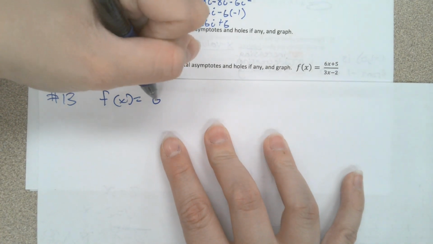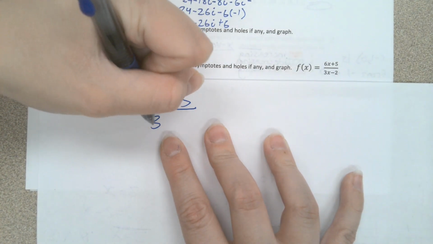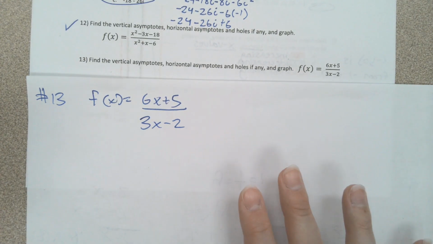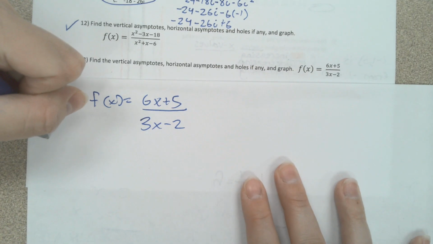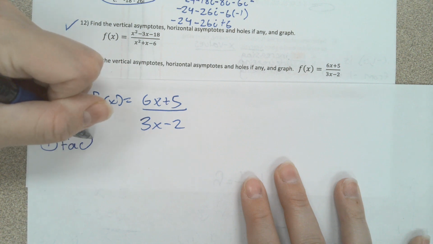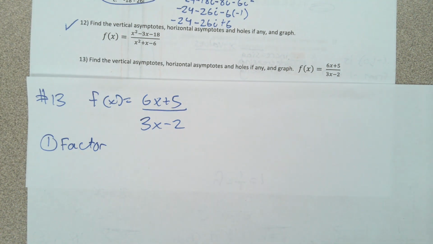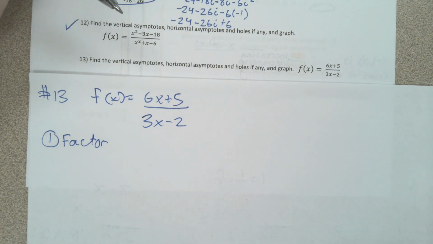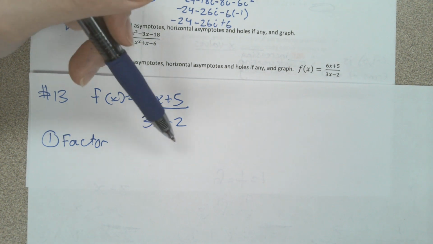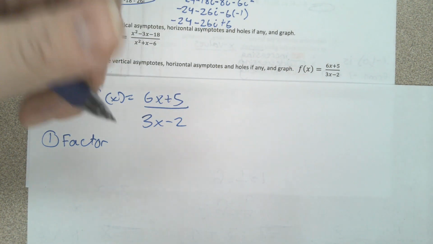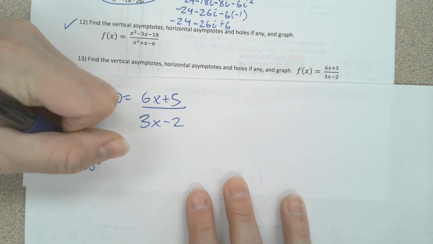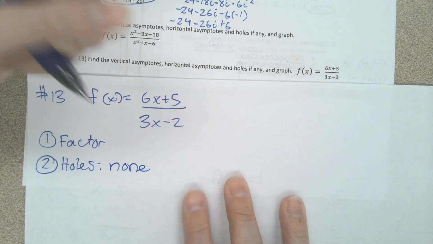F of x equals 6x plus 5 over 3x minus 2. So first step is to factor. And there's nothing to do here. Can't pull out a number from the top. There's no factors of 6 and 5 besides 1. They don't both have an x. Same thing with the bottom numbers. So there's nothing to do here. Step 2, look for holes. Well, if we can't factor, we don't have any holes, so none.